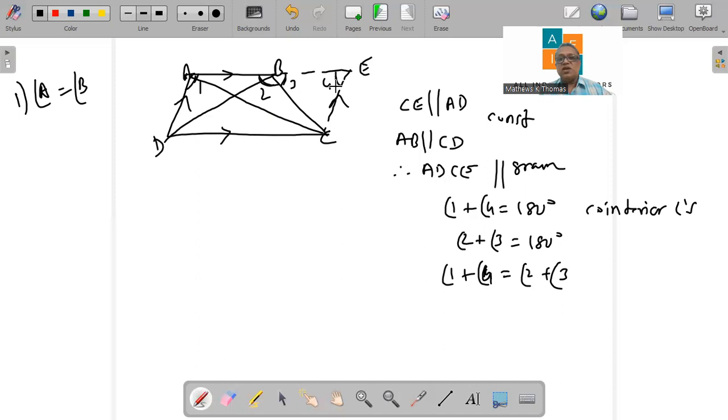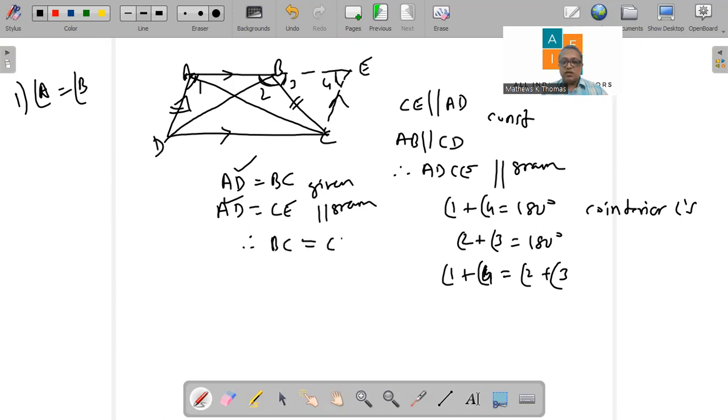Now, if you look at 3 and 4, they are equal because in the question it is given that AD equal to BC. AD and BC are equal and it's a parallelogram. So AD equal to CE, because opposite sides of a parallelogram are equal. So from this AD is common, therefore BC equal to CE.